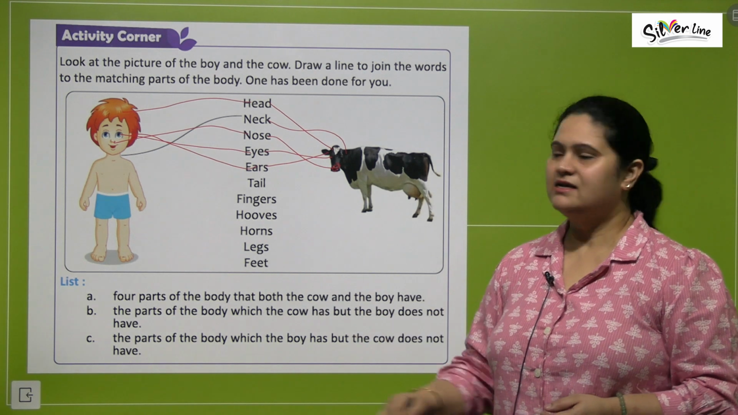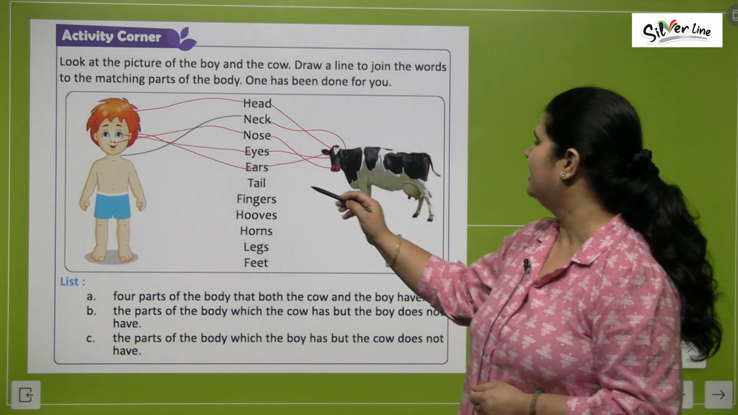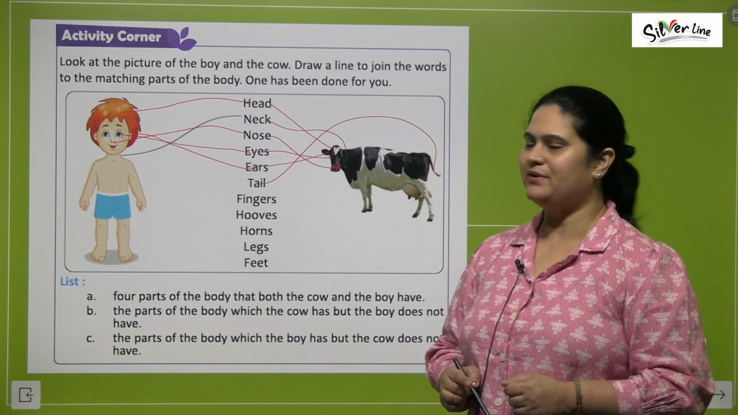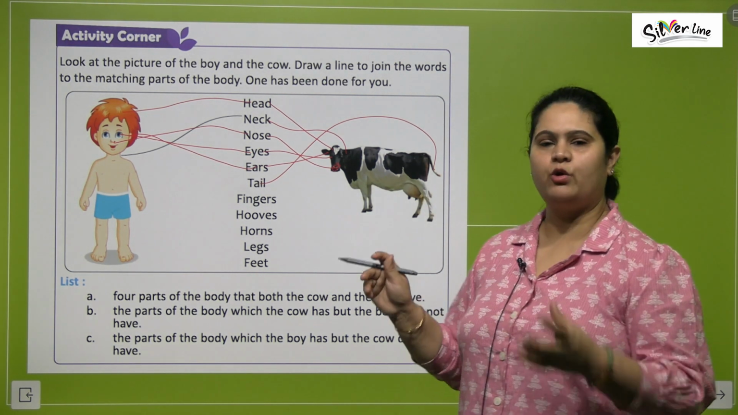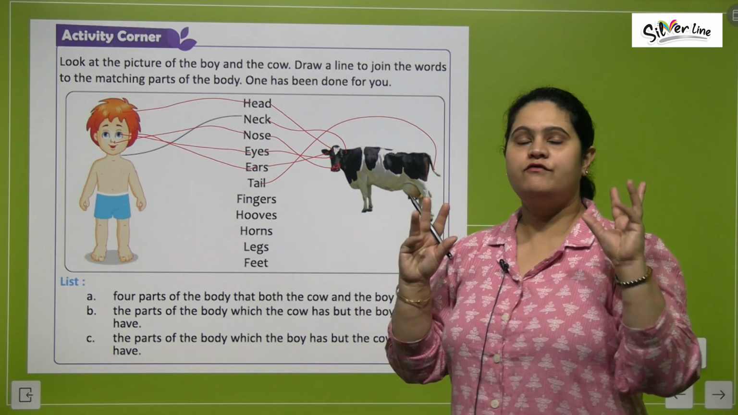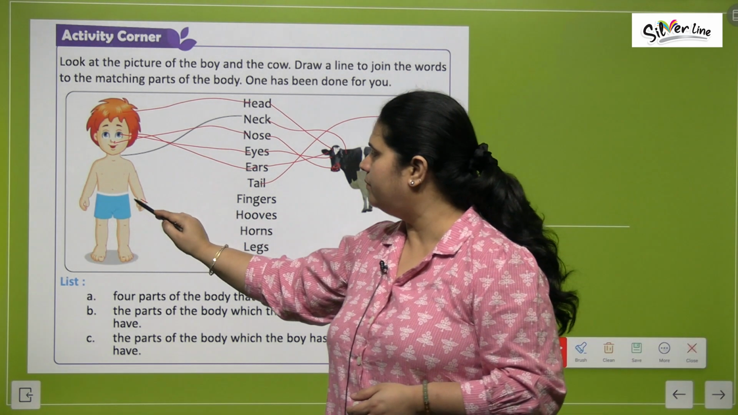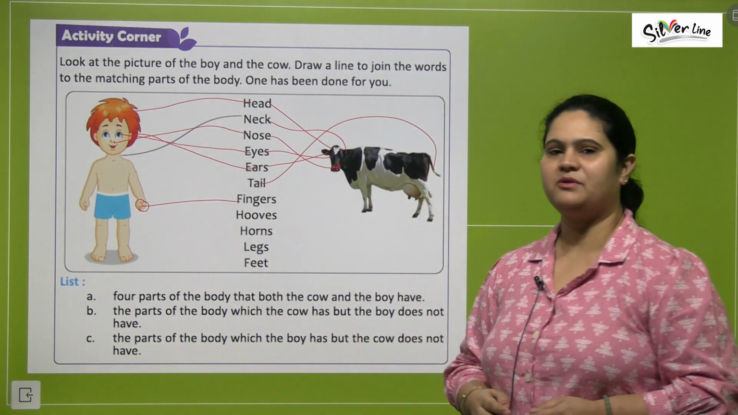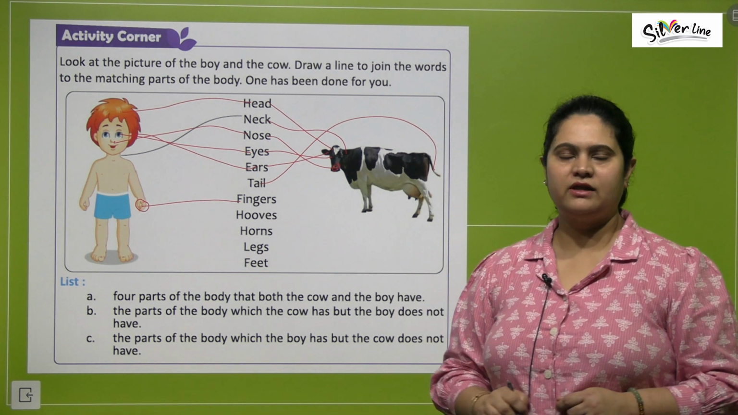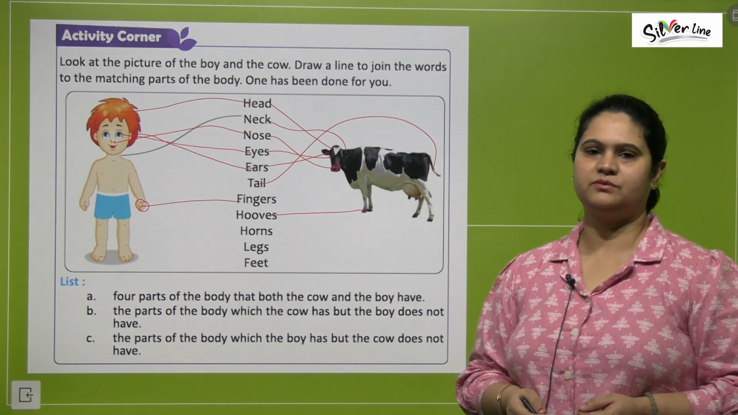Then tail. Does this boy have tail? No, humans don't have tail. Tail is there in animals only, right? So this tail is going to be a body part of cow only and not of this boy. Then we have fingers, right? Does this cow have fingers? No, only the boy has fingers, right? Hooves, ये जो hard feet होते हैं, क्या humans के होते हैं hard feet? No, these are hooves of the cow.